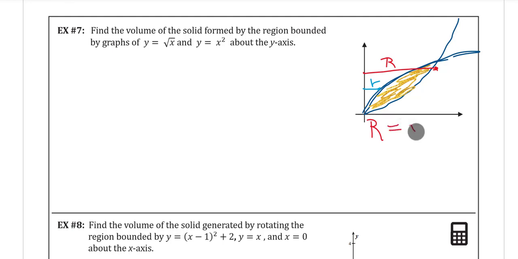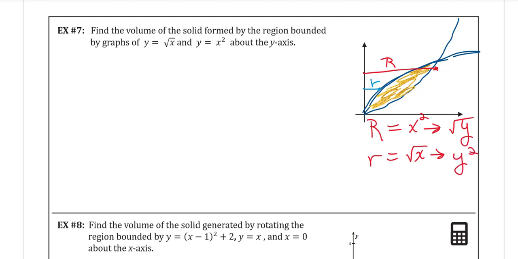So big R is going to be our x squared graph, but we want to solve this for x. So we're going to change this to the square root of y. And our little r graph is the square root of x, and we want to change that to be in terms of y, so we'll square both sides, so we get y squared.